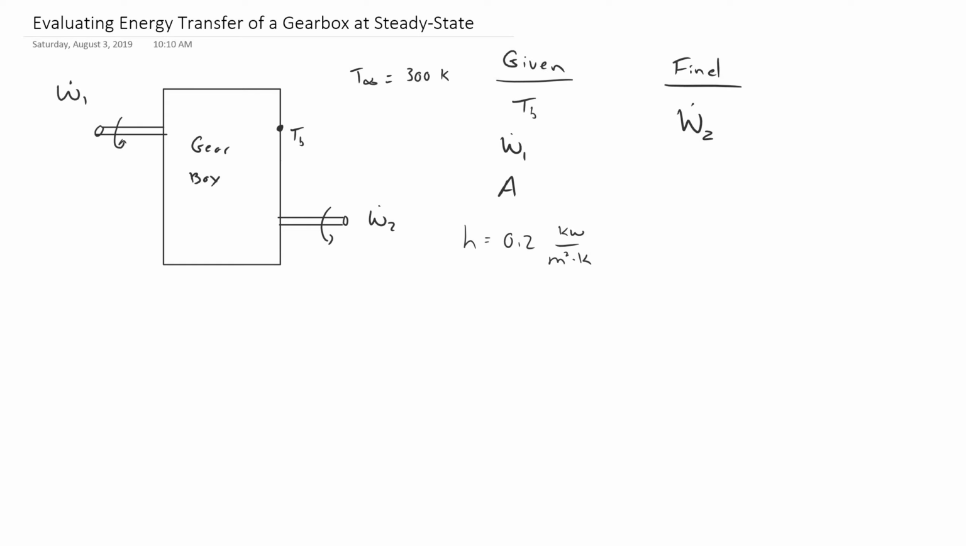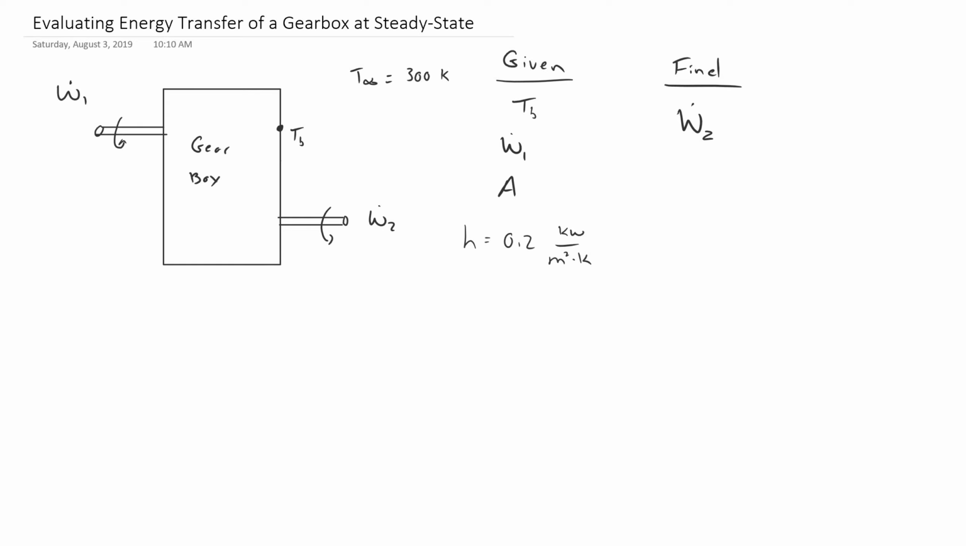But in any case, this gearbox operating at steady state, we know some boundary temperature, we know the box temperature, and we know the input work, and we know the area of the box. So all those three quantities are given to you in the problem statement on your page. And what we're asked to find is the output work of the output shaft.